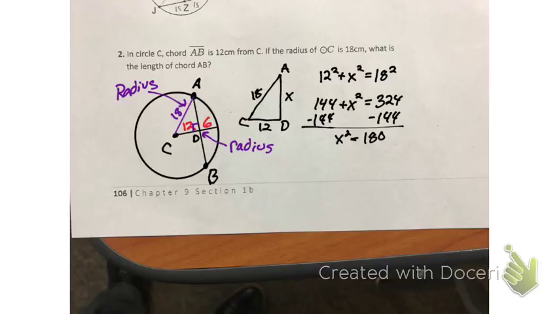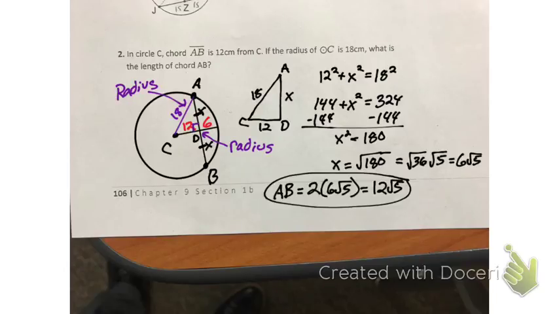Now I got to take the square root of both sides, so you're going to have X equals the square root of 180, but that is not fully simplified. What is the square root of 180 simplified? In other words, what perfect square goes into it? All right, so a lot of these are breaking things down into a right triangle and then solving that right triangle.